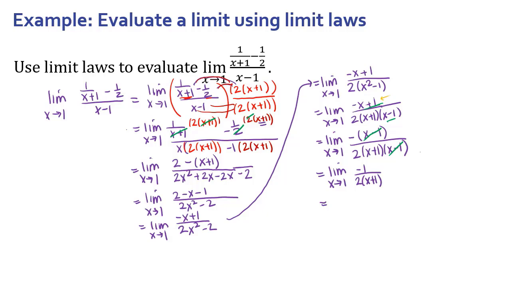So all I have to do now is, anywhere I see an x, substitute in a 1, and I get negative 1 over 2 times 2, which is negative 1/4. Phew. So that took a lot of steps, but it made it where we had this function that we couldn't actually evaluate into one that we could.